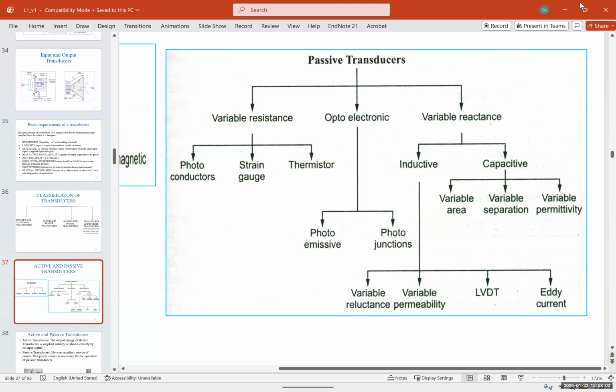Then we have optoelectronics, passive transducers like photoemissive and photojunction. And we have variable reactance, like inductive, such as variable reluctance, variable permeability, LVDT, eddy current, and capacitive, like variable area, variable separation, and variable permittivity.